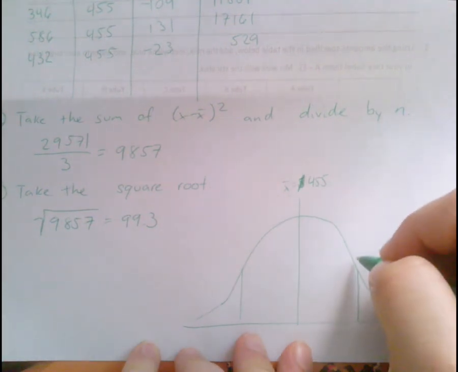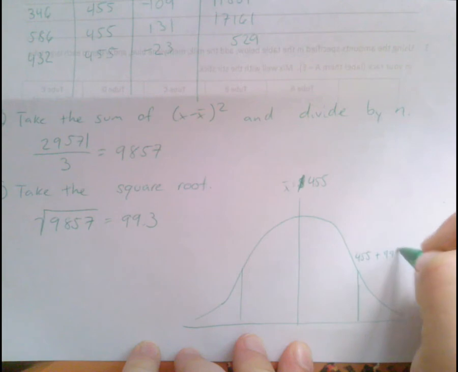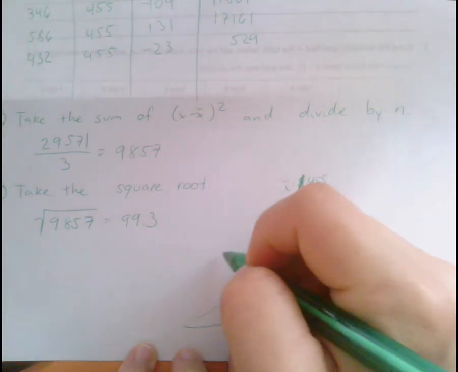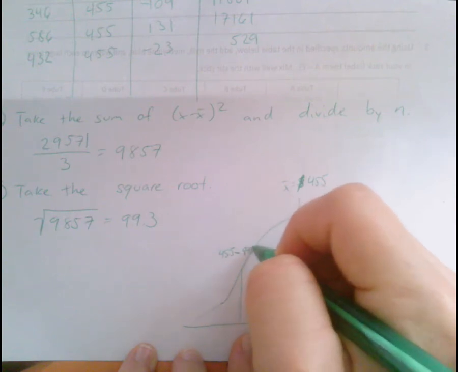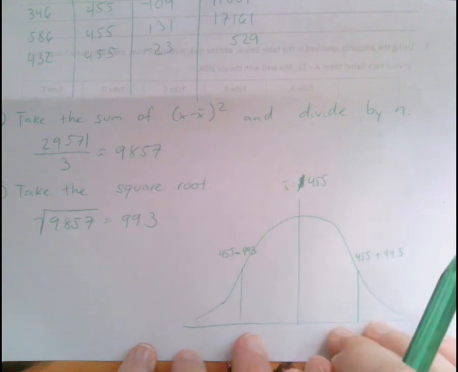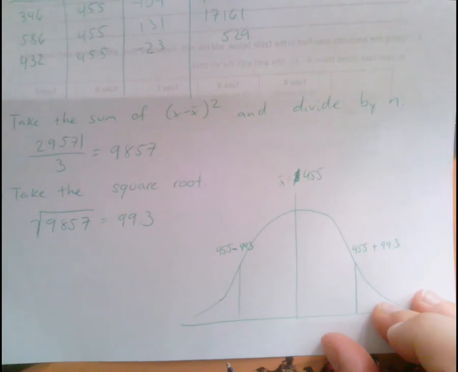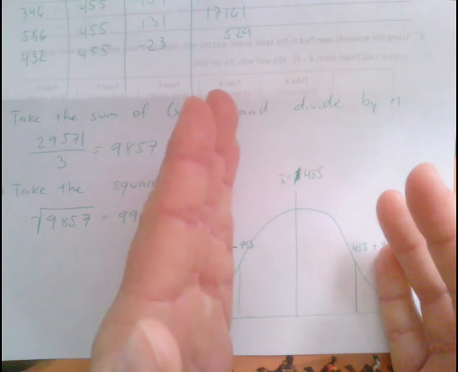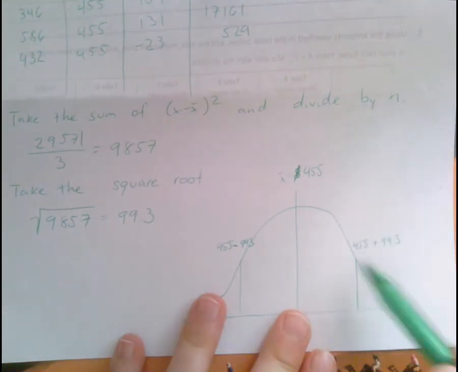So this would be 455 plus 99.3, okay, and this would be 455 minus 99.3, and that 2/3 of my values should fall into this category. And it doesn't matter how many points you have. So in this case, we're looking at 3 points, but if we're looking at thousands of points, 2/3 of them would fall within 1 standard deviation. So telling us again how spread out they are. And remember, this is all in seconds.